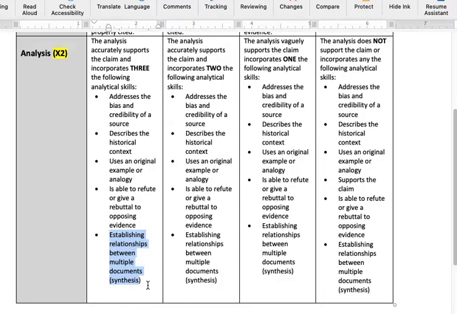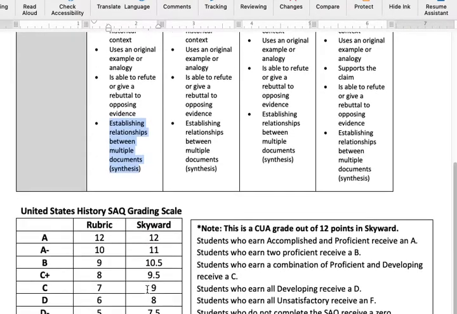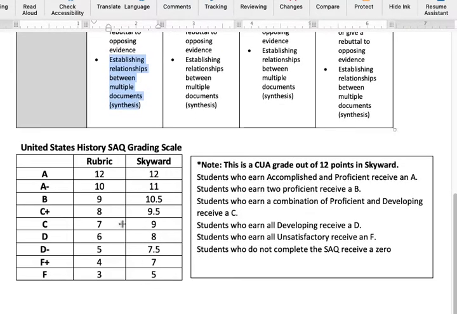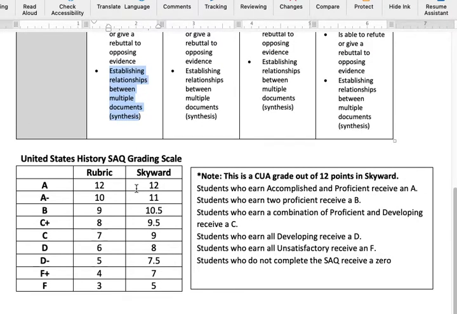Again, we come back to this idea of synthesis, fully understanding. If you can connect maybe a map to a quote and use 2 things, then we're doing a great job there. And then the last one. This is the rubric itself here. If you get a 12 on the rubric, it's going to go in as a 12 on Skyward. And you're going to see all of these items right here.